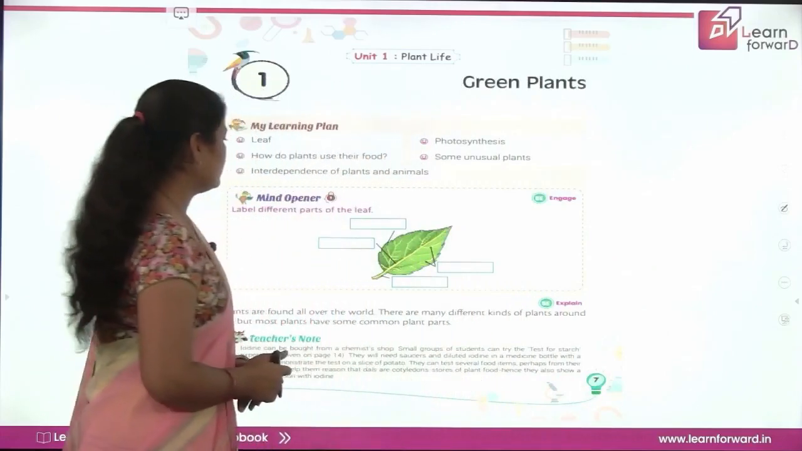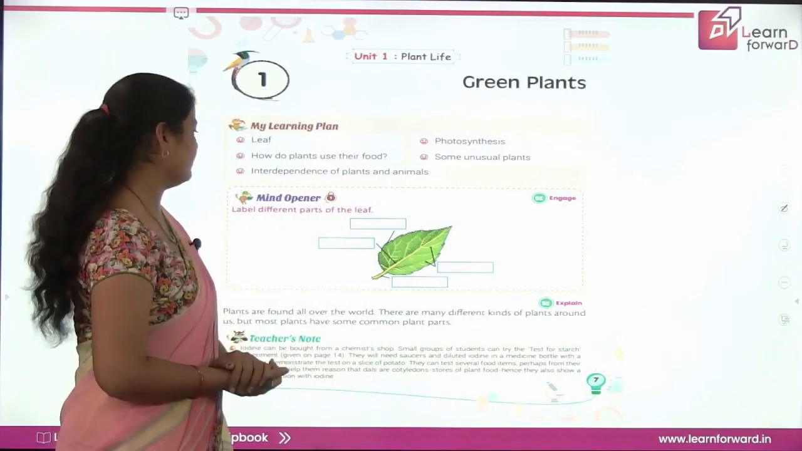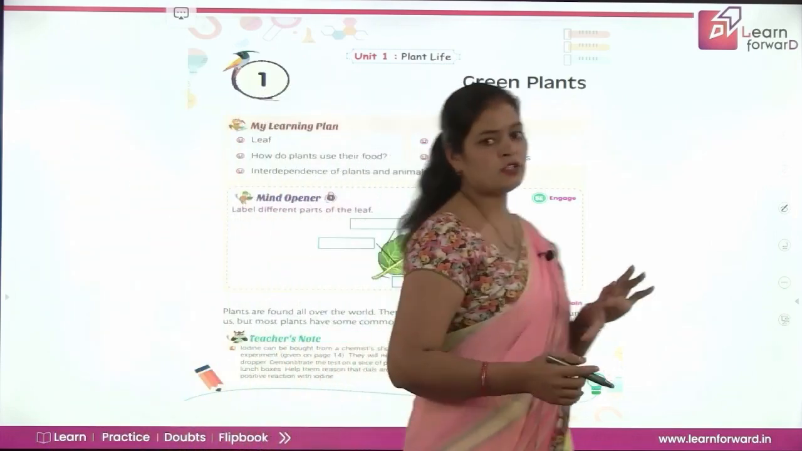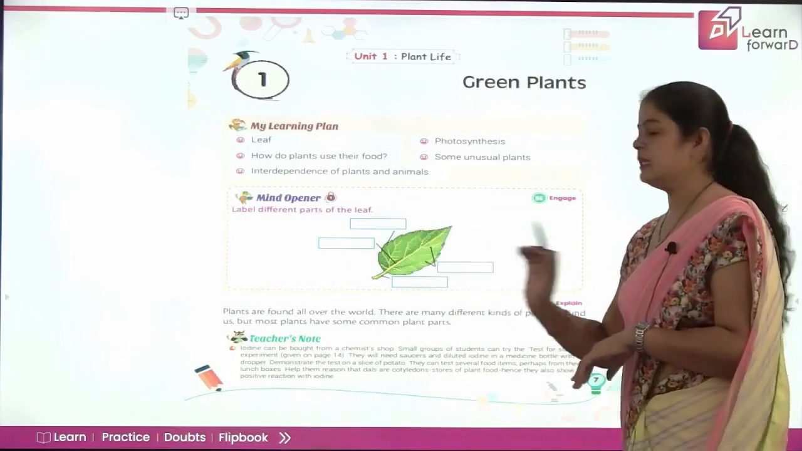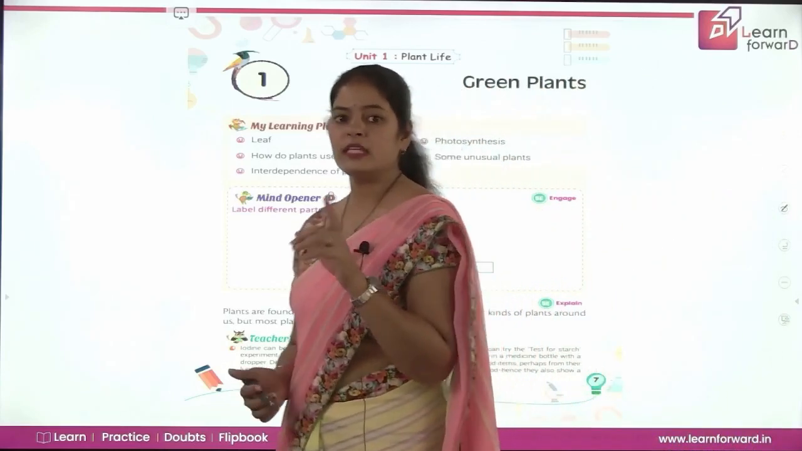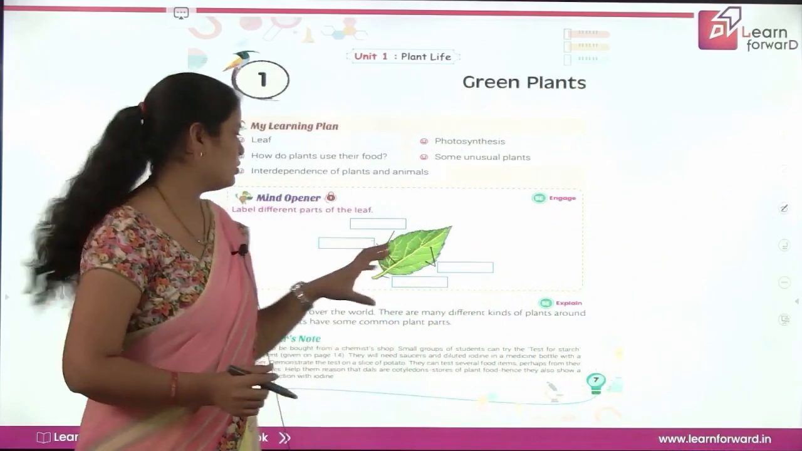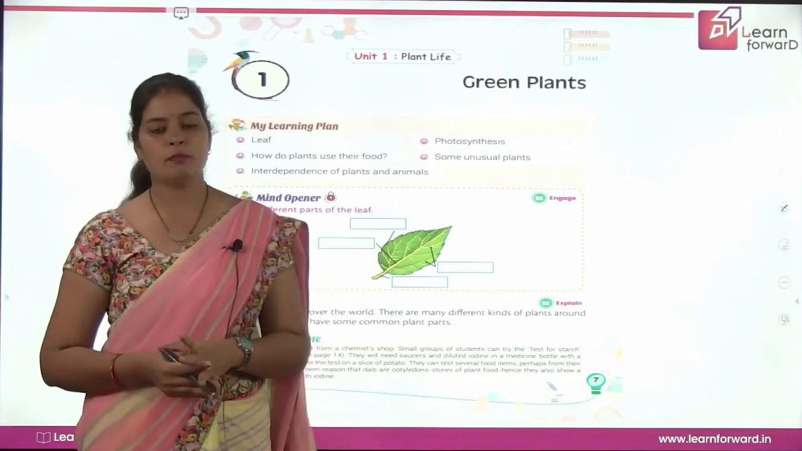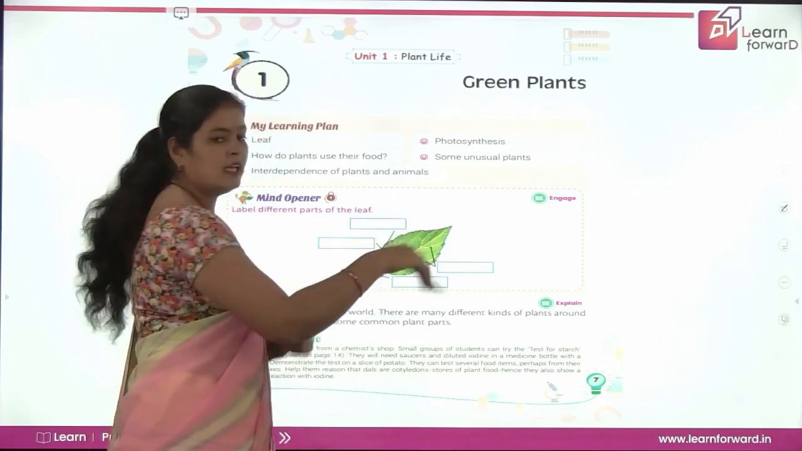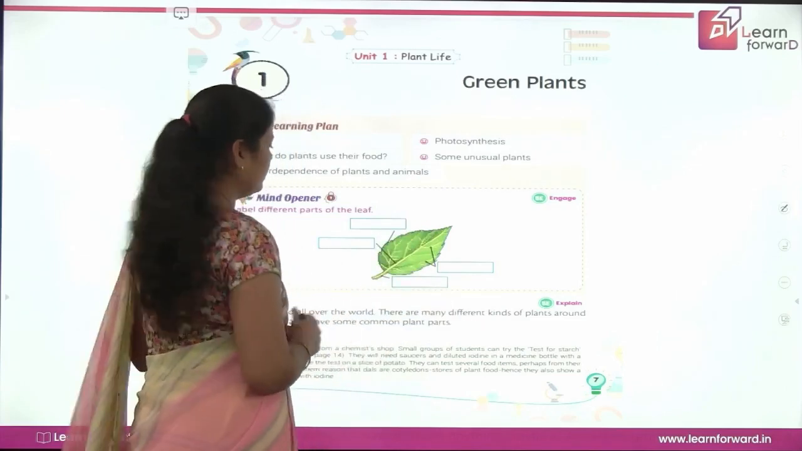Let us start with this picture based activity. They are asking to label these different parts that you are seeing here. You have to label them. Because you have already studied about green plants and green leaves, you have to give names to the parts that are labeled over here. This picture is given later in the chapter as well, but let's start doing it.